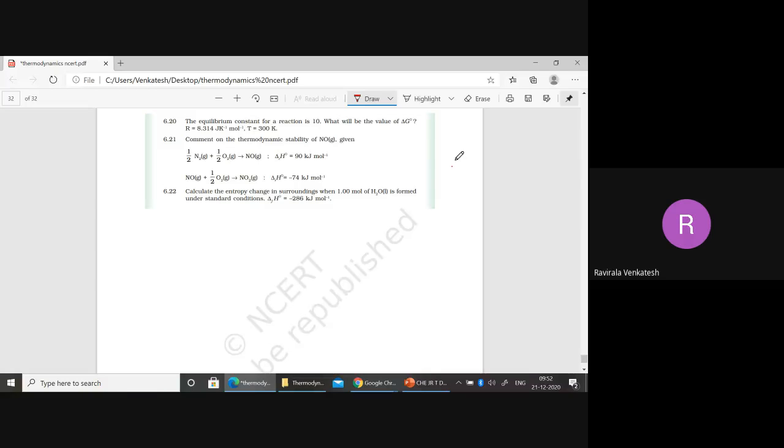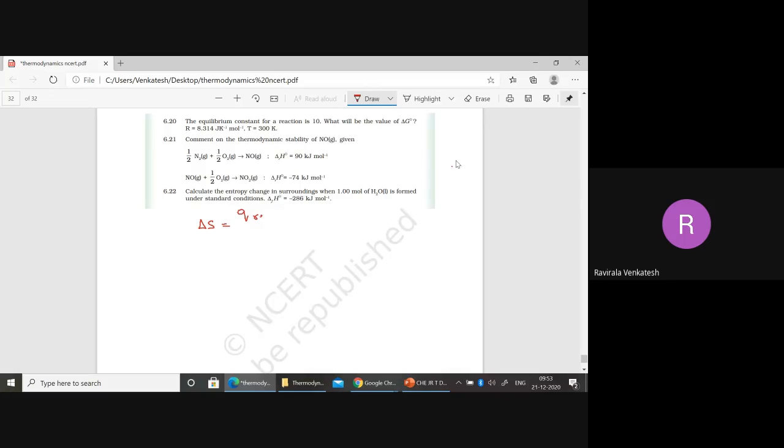Calculate the entropy change in the surroundings. They're asking, calculate the entropy change in the surroundings when 1 mole of water in liquid state is formed under standard conditions, given the enthalpy of formation, enthalpy of fusion is given as 286 kilojoules. Now what are they asking here? Entropy change, delta S. Can anybody tell the formula for entropy?